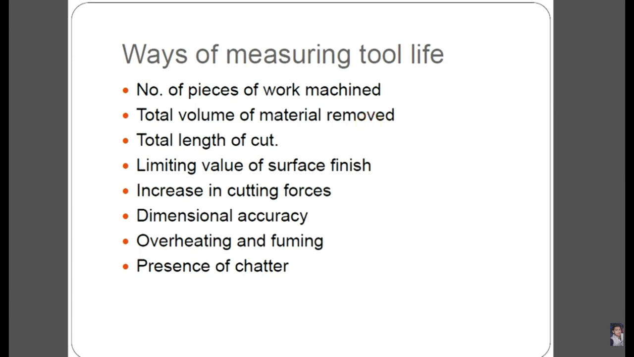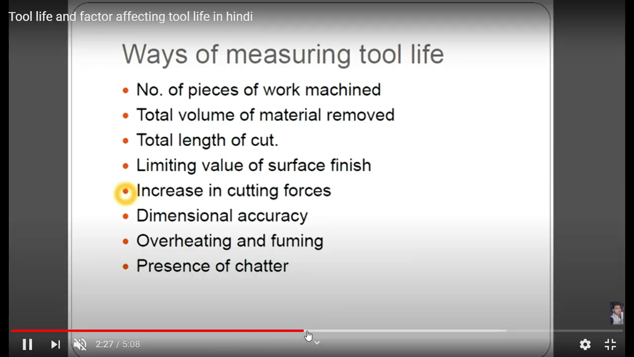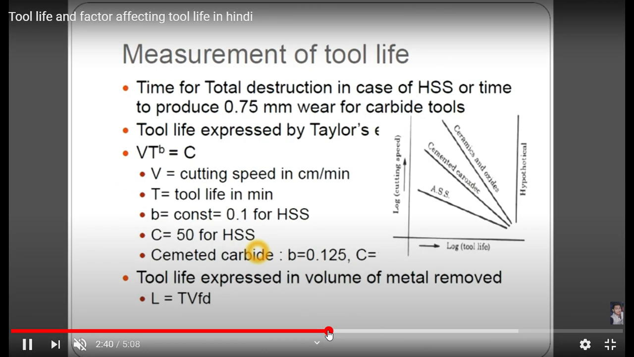Next, tool life and tool failure, where it occurs: flank wear, crater wear, nose wear, chipping due to mechanical breakage, and combinations of effects like plastic deformation. Indication of tool failure. How do we identify the indication of tool failure?